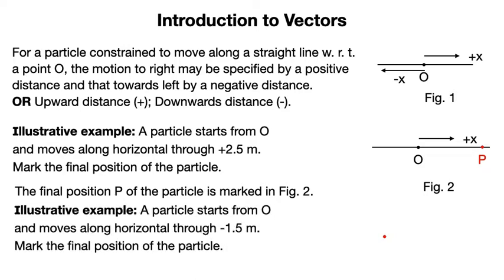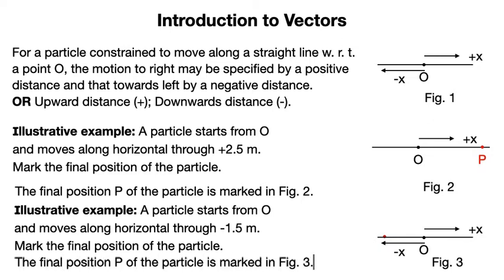Alternately, you have a particle which starts from O and moves along the horizontal through minus 1.5 meter. Mark the final position of the particle. So now what you have to do is spot a point which is 1.5 meter left of the origin O, or reference point O. The final position of the particle is marked in figure 3. P defines the final position in this case.